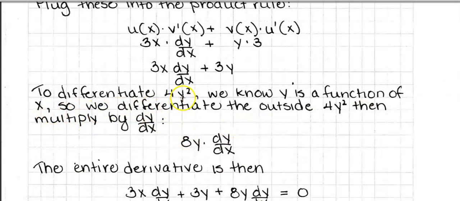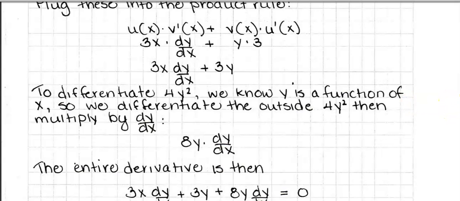Here's the second term. We have 4y squared. We know that y is a function of x, so we differentiate the outside that we can see, the 4y squared. That's going to be 2 times 4 is 8. Drop the exponent on the y, 8y. But again, because y is a function of x, we need to differentiate the interior function y that we can't see, and that's where we get the dy dx.